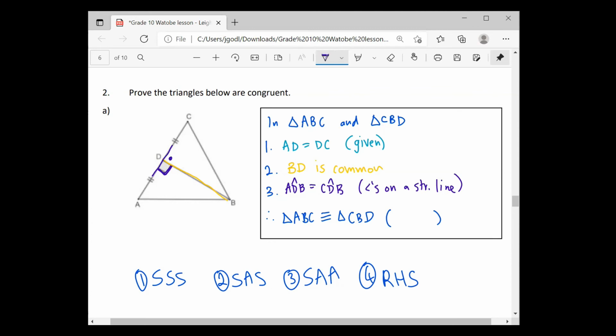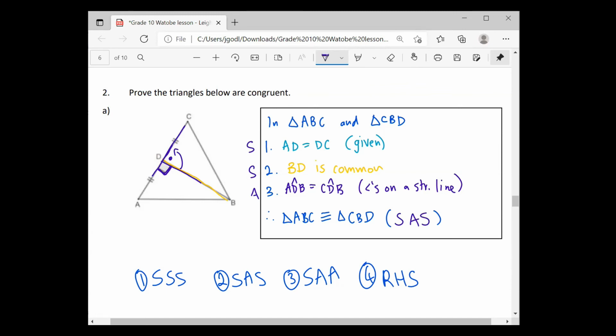Okay, so we got those 3 reasons. So now let's figure out what we have here. We had a side. Here we also had a side, and here we had an angle, and our angle was in between our 2 sides, which is what we wanted. And so our reason is side angle side. And that would be our proof.